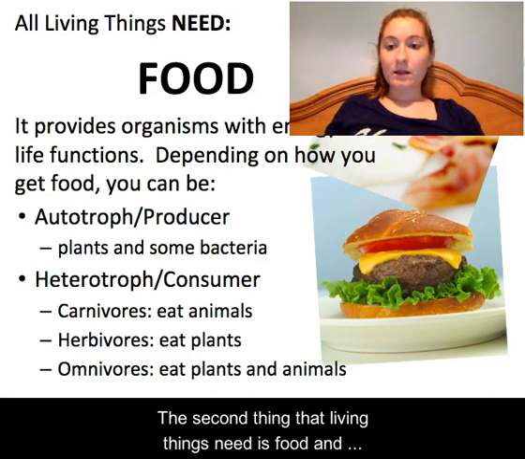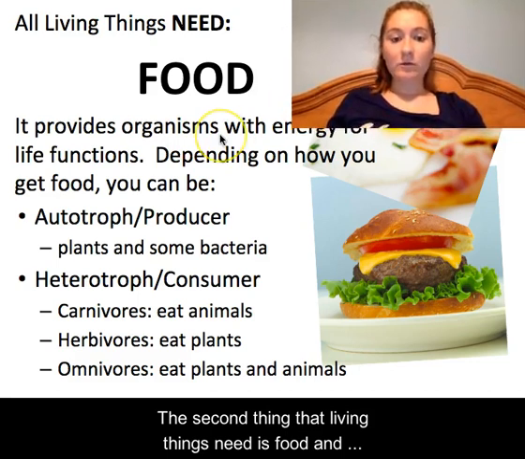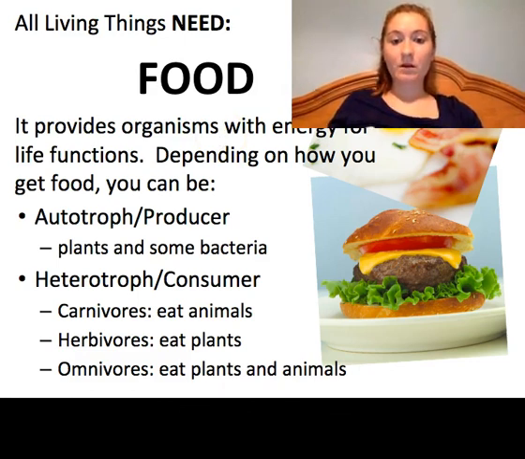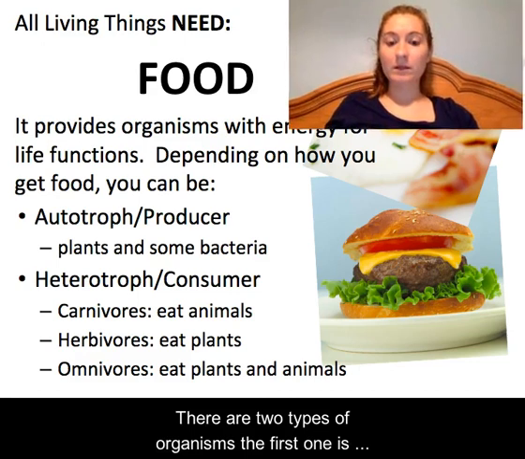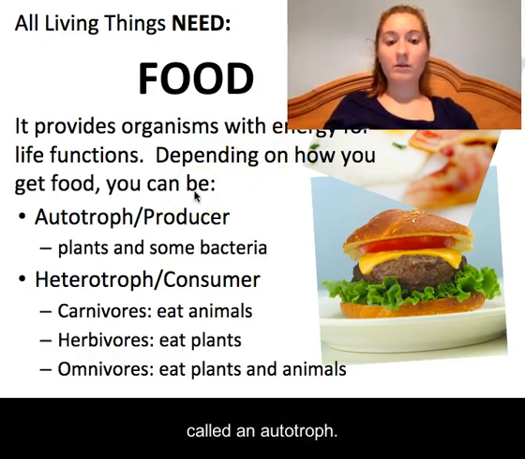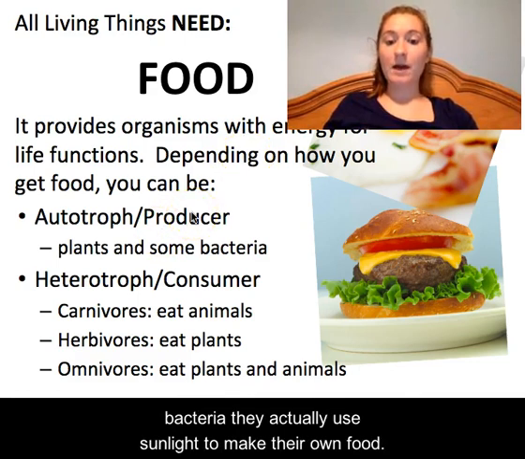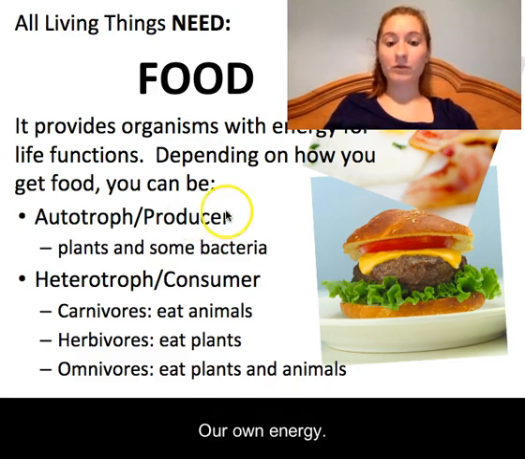The second thing that living things need is food. It provides organisms with energy for all of our life functions. There are two types of organisms. The first one is called an autotroph, and those are producers. So those are plants and some bacteria. They actually use sunlight to make their own food, or own energy.